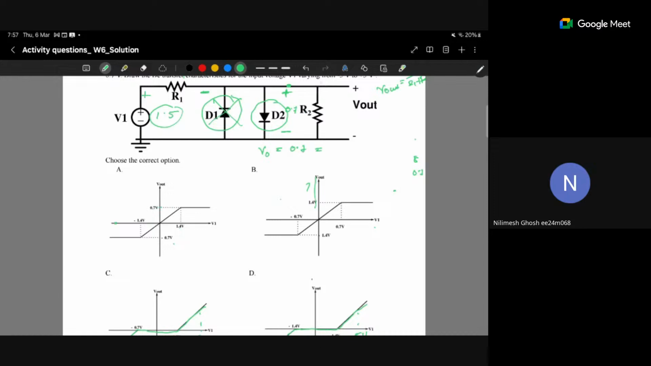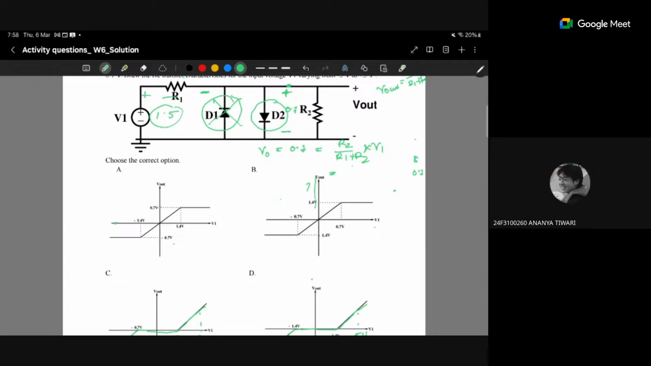It is simply a voltage divider, right? R1 and R2. So in the voltage divider, what will be V out? V out equals R2 by R1 plus R2 into V1. So what is the value of R2 and R1?